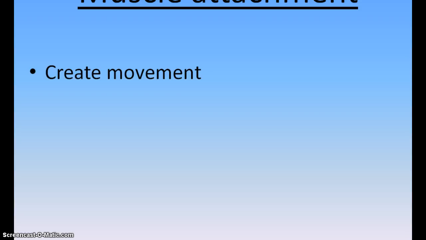Muscle attachment. Muscles attach to the long bones. They attach via tendons, and they pull on the bones so the muscles act as levers for movements.